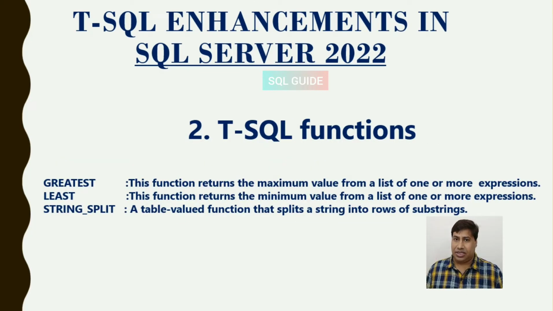Now the new T-SQL functions in SQL Server 2022: GREATEST, LEAST, and STRING_SPLIT. The GREATEST function returns the maximum value from a list of one or more expressions. The LEAST function returns the minimum value from a list of one or more expressions. The STRING_SPLIT function is a table-valued function that splits a string into rows of substrings.